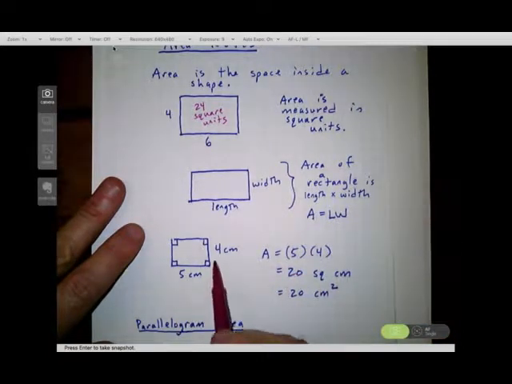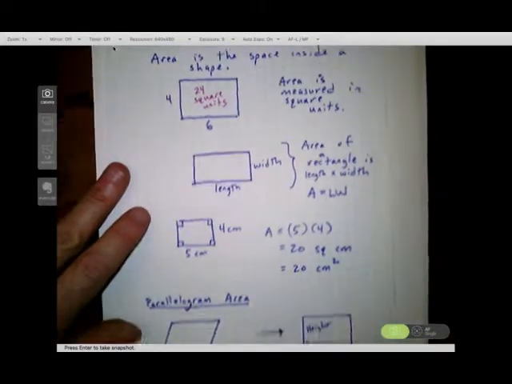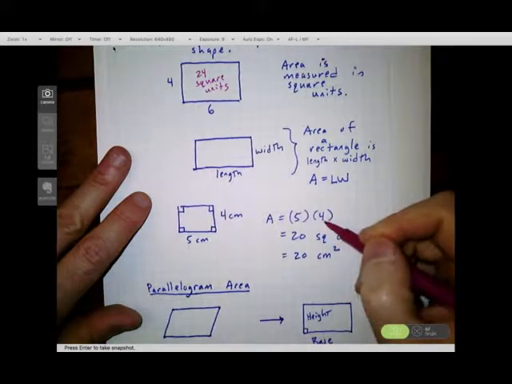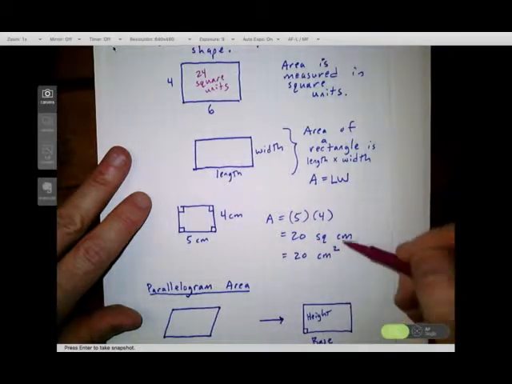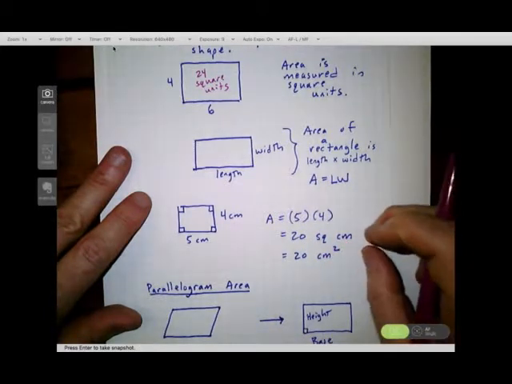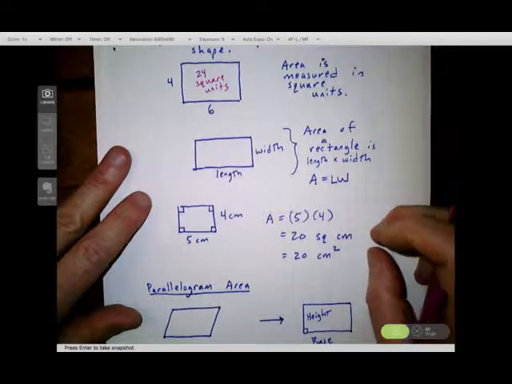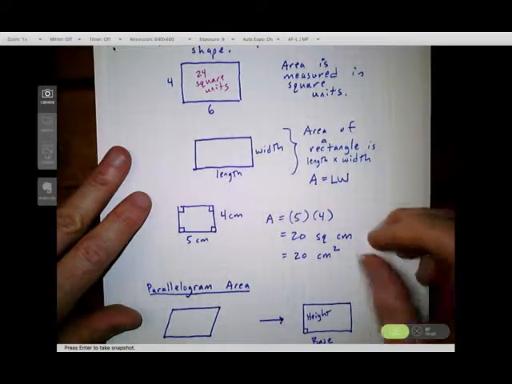Here's one right here. Let's say we got 4 centimeters on that side, 5 centimeters on that side. Well, the area is just 5 times 4, or 20. And you could write the units either way. The units are important. I will expect you to put them on every answer on your tests and quizzes.